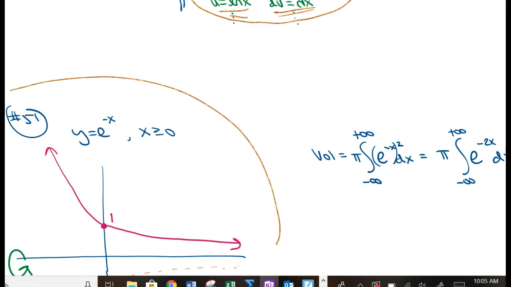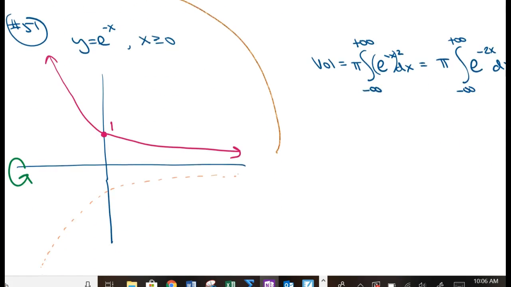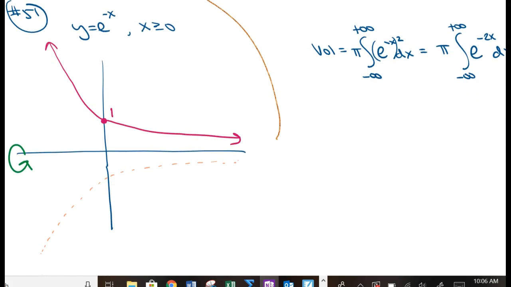It said the area between y equals e to the negative x and the x-axis is revolved around the x-axis. Find the volume of the solid. And notice the wording just said the area between this curve and this curve. And this area is infinite.